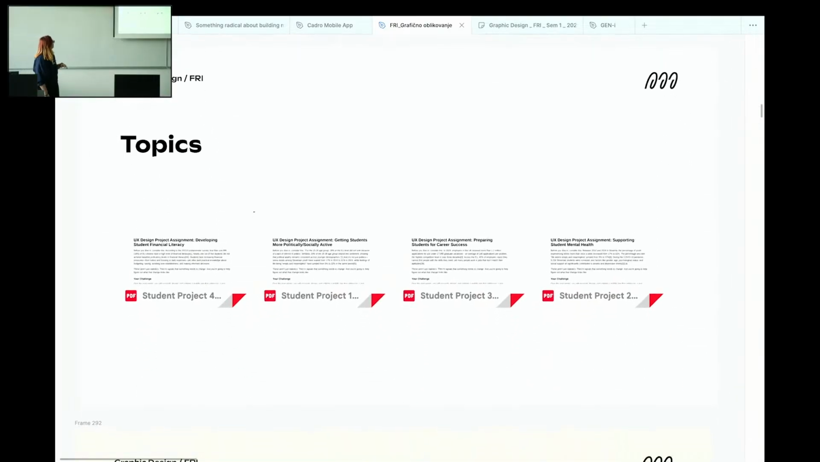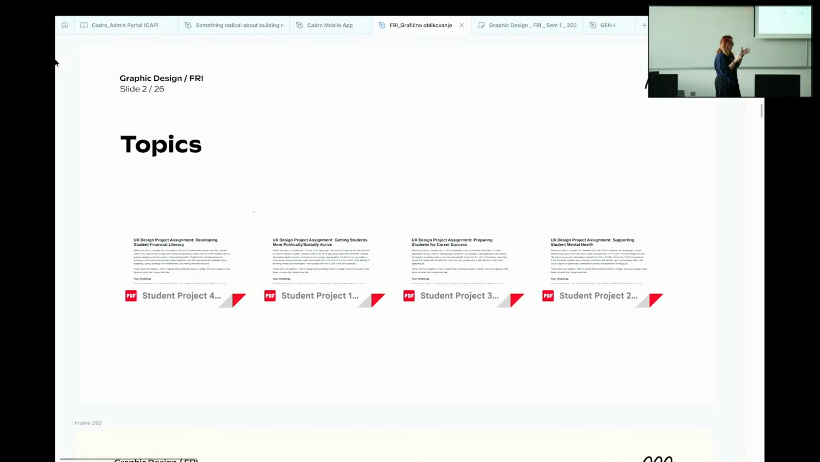topics. So the first one is developing student financial literacy. Everything, I won't go into details now. Everything you need to know is in there, and then you will do your own research, you will do prototyping and all the things. Second project, getting students more politically and socially active, preparing students for career success, and supporting student mental health. So when we were deciding about topics, we decided to have them student oriented, so it will be easier for you to actually go and talk to people.